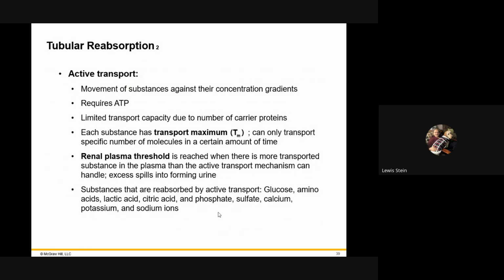This is the big deal we talked about in endocrine with diabetes. Transport maximum. For each substance you can only pull back a maximum amount: glucose, certain amino acids, lactic acid. What happens is, when there is more transport substance than the active transport mechanism can handle, it expels into the urine. Classically glucose. That's how we know a diabetic is out of control.